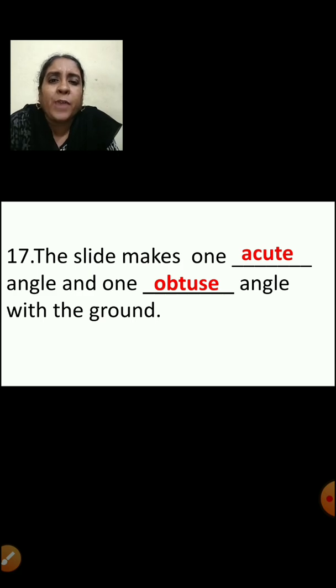What is the spelling of acute? A-C-U-T-E. Repeat again. A-C-U-T-E. Acute. And spelling of obtuse? O-B-T-U-S-E. O-B-T-U-S-E. Learn the spellings, children.